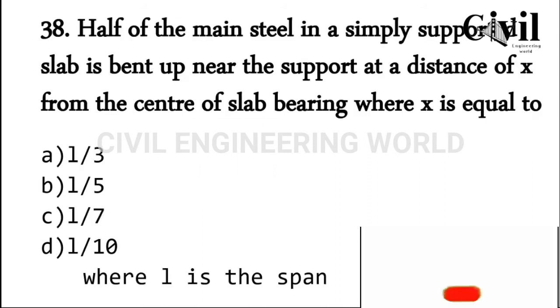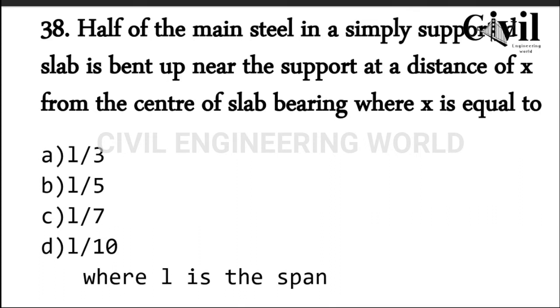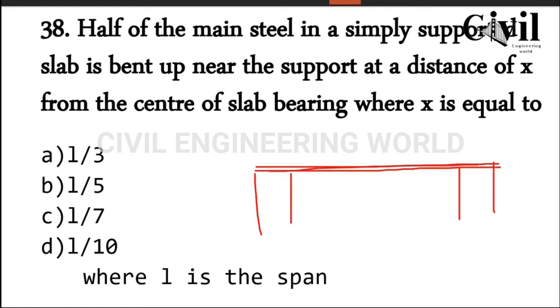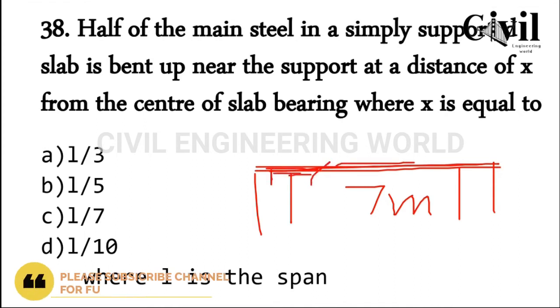So next is the half of the main steel in simply supported slab is bent up near the support at the distance x from the center of the slab bearing, where x is equal to 1/7. For example, if we have a span of 7 meter, and then we have to divide it by 7, then it means that we have to bend the steel from 1 meter. So C is the correct answer.